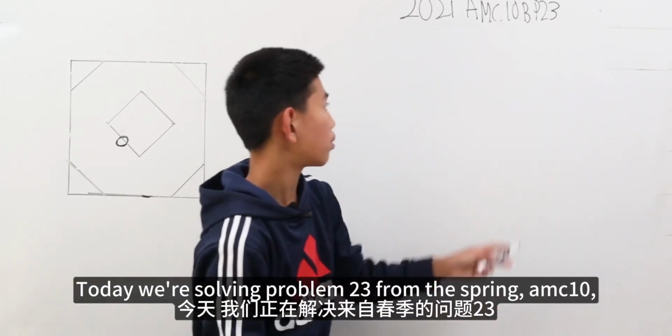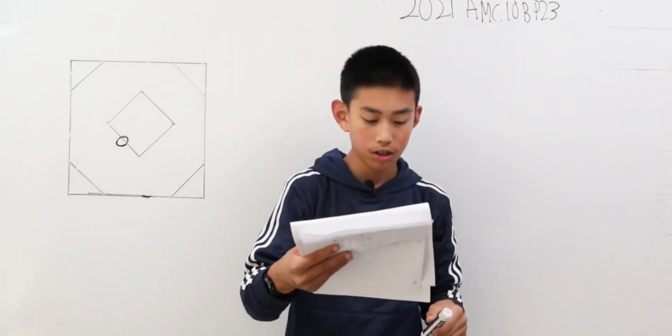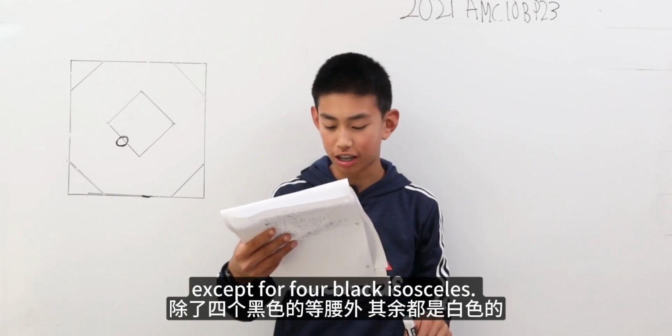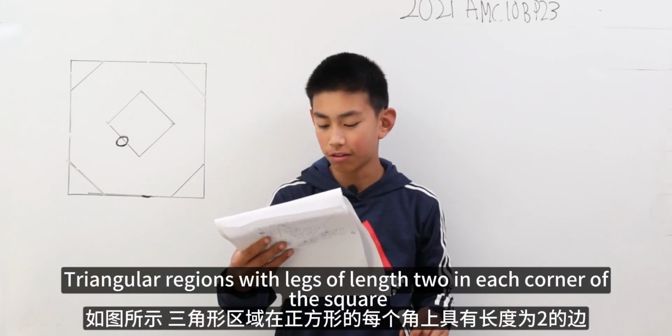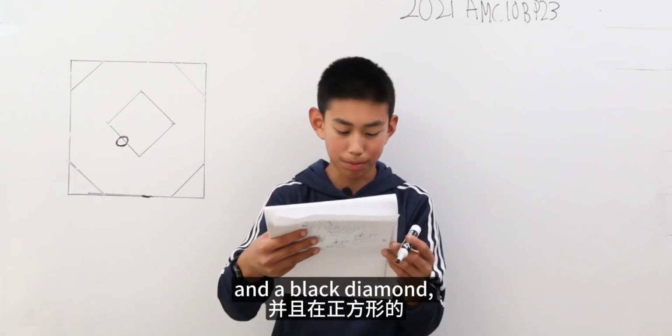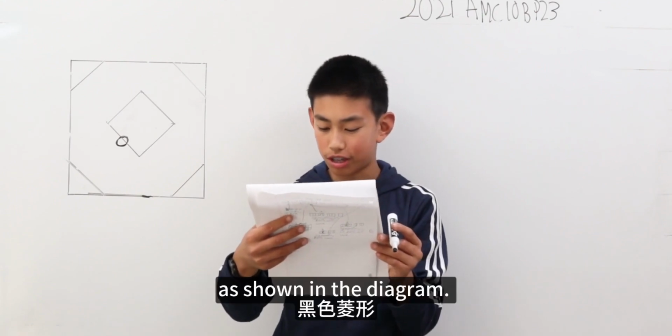Today we're solving problem 23 from the Spring AMC 10B from 2021. A square with side length 8 is colored white except for 4 black isosceles right triangular regions with legs of length 2 in each corner of the square and a black diamond with side length 2√2 in the center of the square, as shown in the diagram.